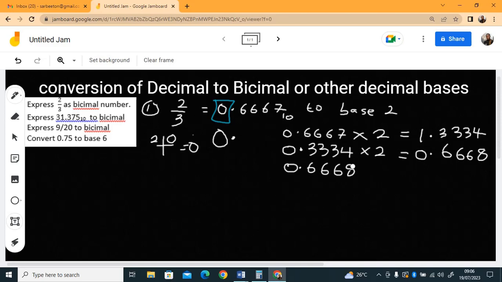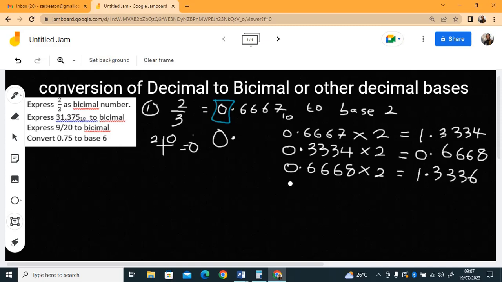0.6668 times 2. What did you get? 0.6668 times 2, so you get 1.3336. Now multiply it again. So you have 1 here, and you have 0.3336.